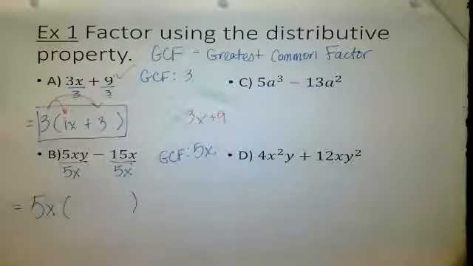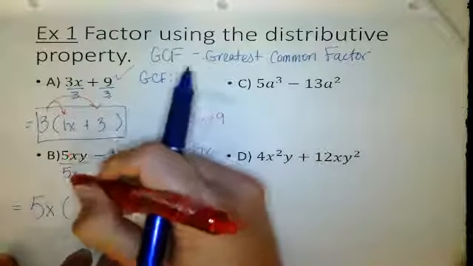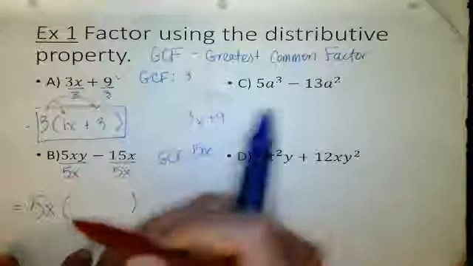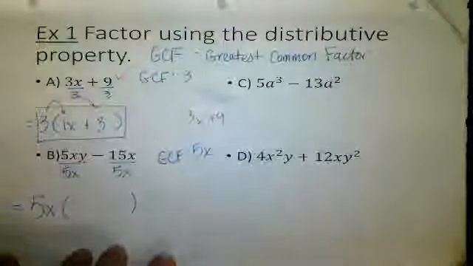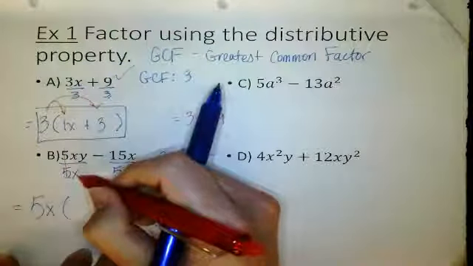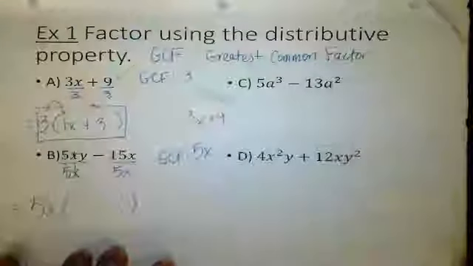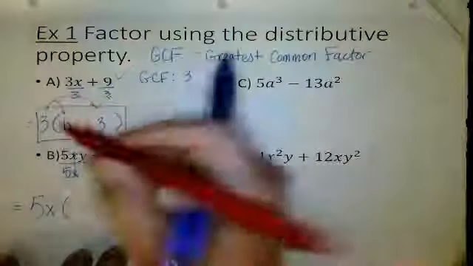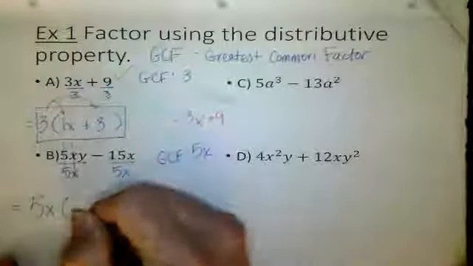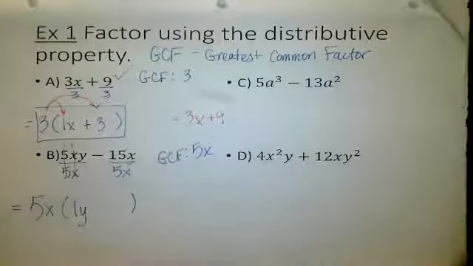That's all that's happening. What is 5 divided by 5? 1. 5 divided by 5 is a 1. And what is X divided by X? 1. X. How many times does X go into itself? 1 time, right? Okay. What's left here? Yeah, a 1y. I'm going to write 1y. Do you have to write the 1? No, you don't.